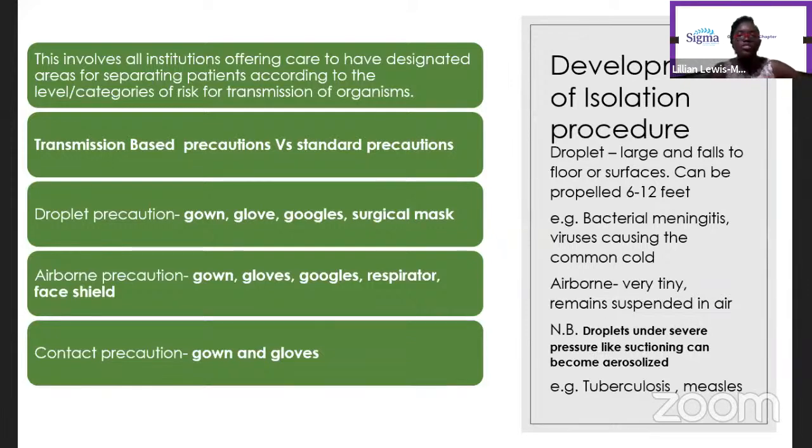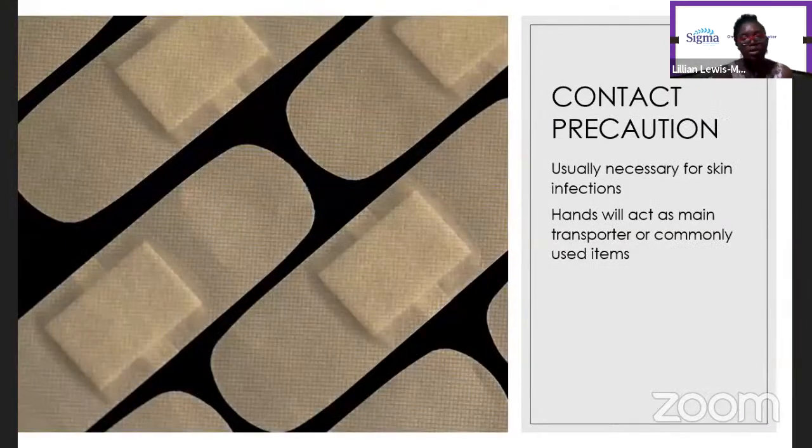In the airborne situation, these are very tiny particles and they remain suspended in the air, and then the wind will bring it along. So it can be suspended in the air for a little while and then be brought along by the wind. So note carefully that droplets under severe pressure, like suctioning, can then become aerosolized. Examples of airborne situations are tuberculosis and measles, right? Contact precautions are, like I said, usually necessary for skin infections, and the hands. This is where the hands act as the main transporter, or commonly used items can be the transporter.